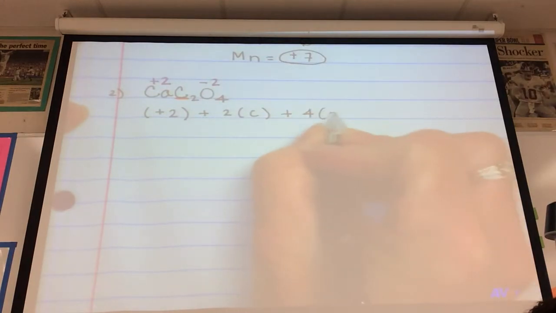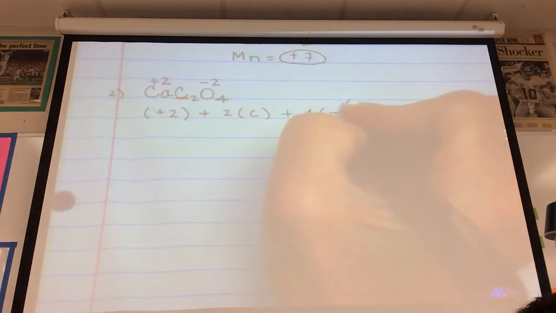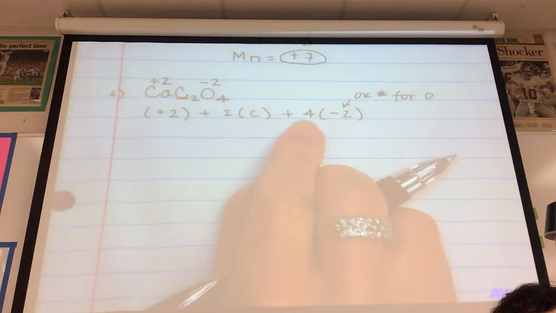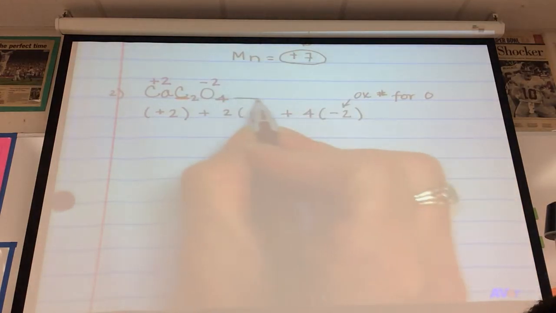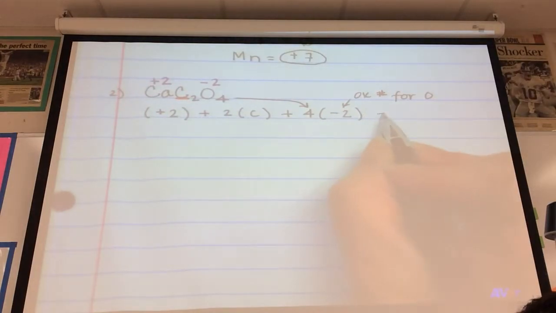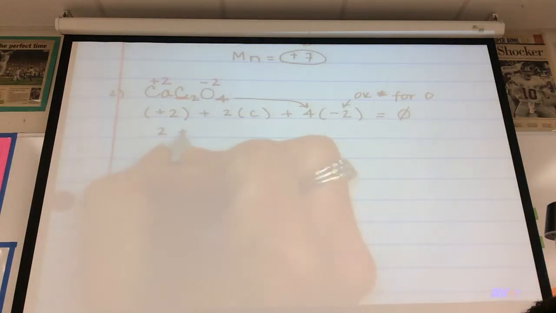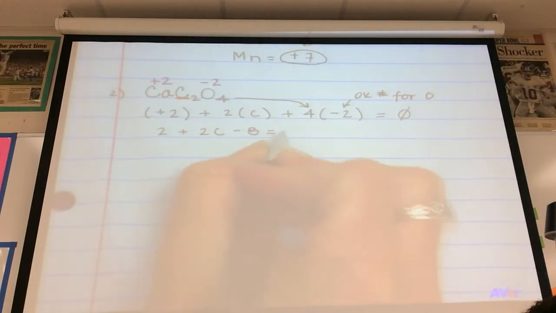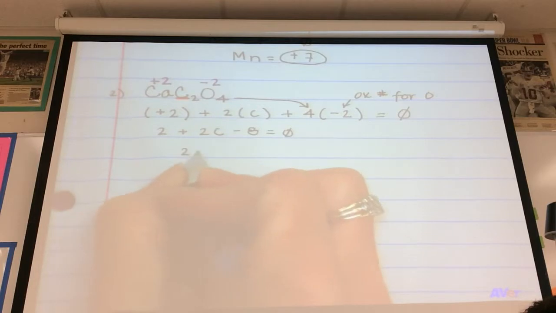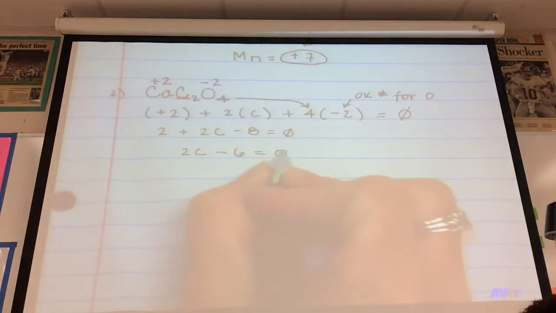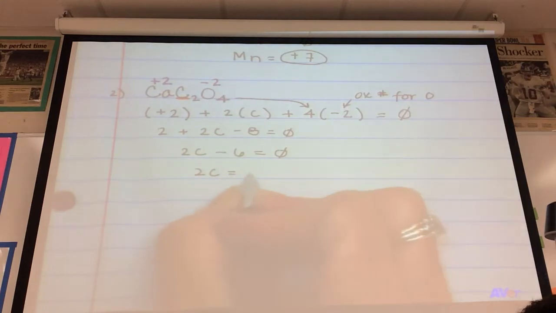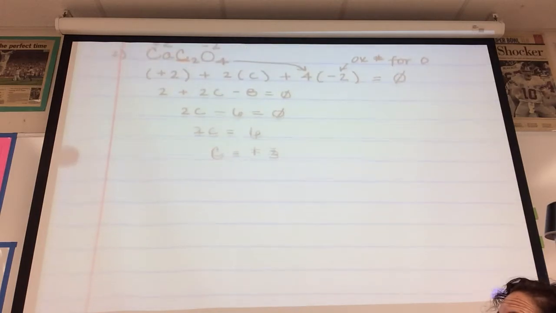We have 4 O's, and again, my oxidation number is going into parentheses. What's outside the parentheses is how many of that atom we have. The algebraic sum for the compound, which is electrically neutral, is 0 for oxidation numbers. 2 plus 2C minus 8 equals 0. 2C minus 6 equals 0. 2C is equal to 6. Oxidation number of carbon is +3.